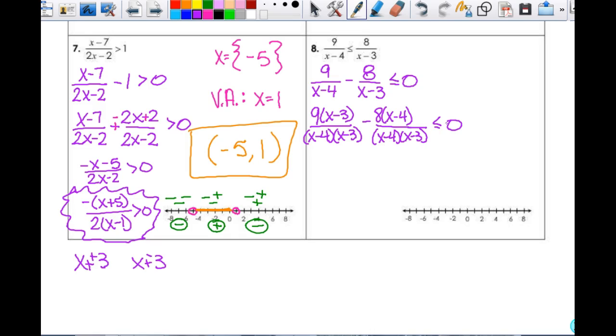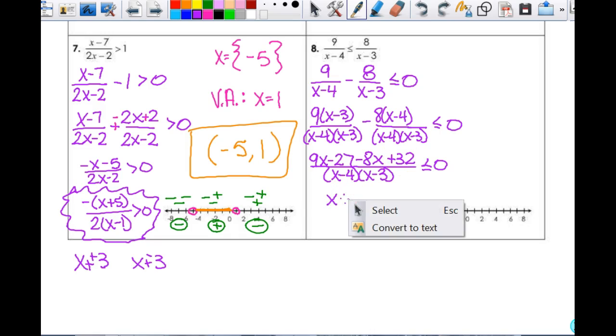So then when I go to combine them, I need to go ahead and distribute. So this is going to give me 9x minus 27. And then this is minus all this, so I'm going to treat this like a negative 8. So negative 8 times x is negative 8x. Negative 8 times negative 4 is a positive 32. Then in the denominator, I have x minus 4 times x minus 3. I do not want to multiply them together because I want them factored. Then I can take care of the numerator. 9x minus 8x is x. Negative 27, positive 32, plus 5.